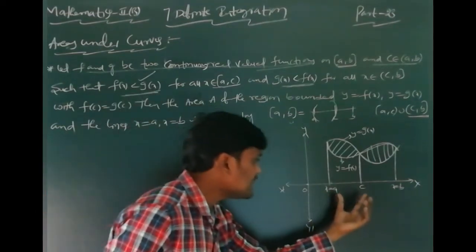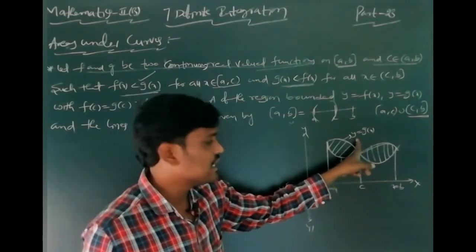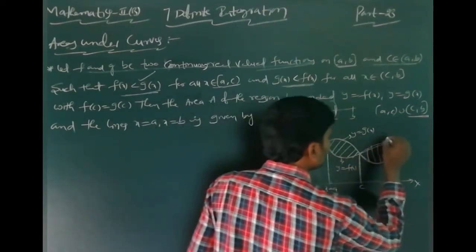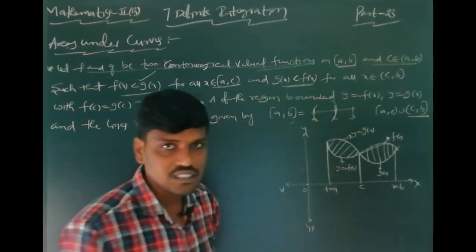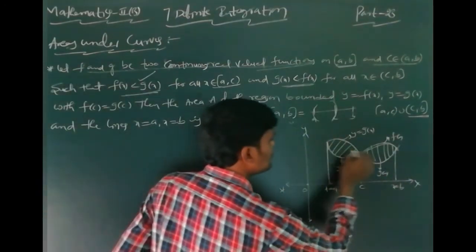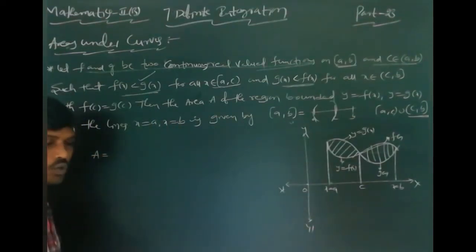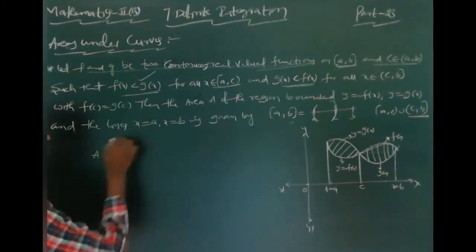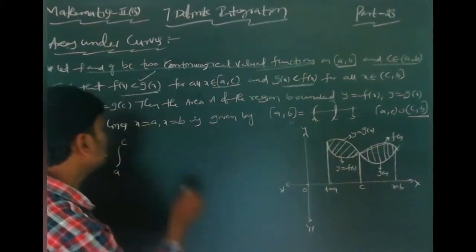First of all, in the a to c interval, which curve is greater? g of x is greater. In the c to b interval, which one is greater? This one is f of x, this one is g of x, f of x is greater. Then the total area, capital A, is equal to, first interval a to c, integral a to c. In this integral a to c, which one is greater? g of x is greater.